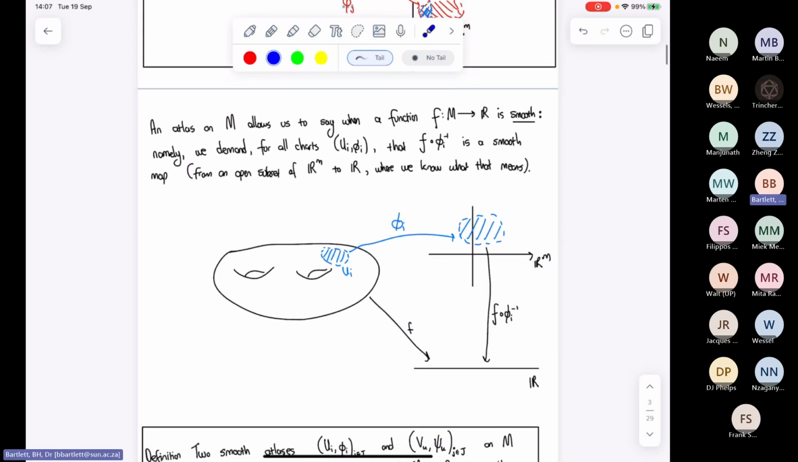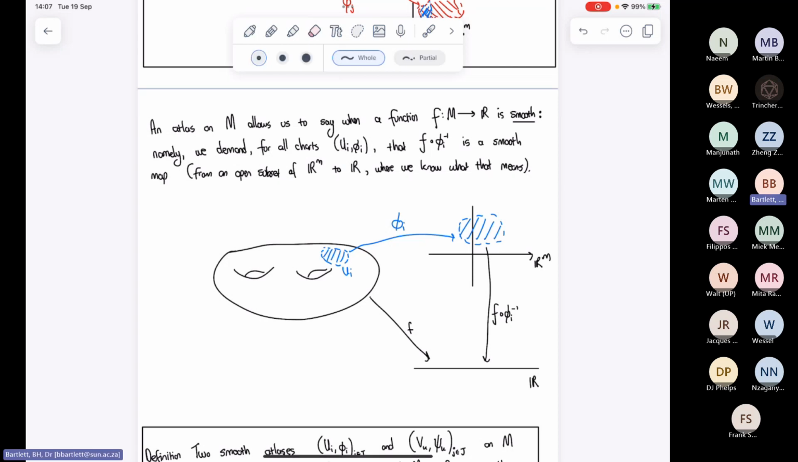So what does an atlas give us? An atlas on a topological space M allows us to say when a function is smooth. Obviously, I've got a topological space, so I can say when the function is continuous. Now I'm allowed to say when it's smooth. Namely, we demand that for all charts in the atlas, F composed with phi i inverse is a smooth map from an open subset of Rm to R.